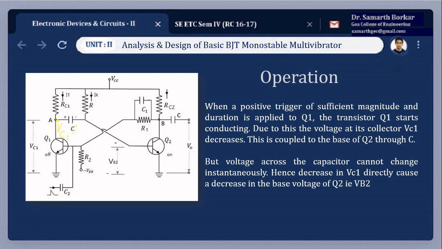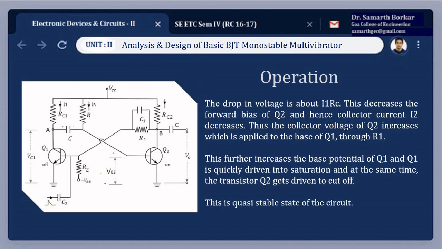But the voltage across a capacitor cannot change instantaneously. As you all know, the capacitor takes a certain amount of time to respond to a given change in the input signal. So the voltage across the capacitor cannot change instantaneously. Hence, the decrease in VC1, that is the voltage at the collector terminal of transistor Q1, directly causes a decrease in the base voltage of Q2, that is VB2. It has been marked here, the voltage at this terminal with respect to ground.